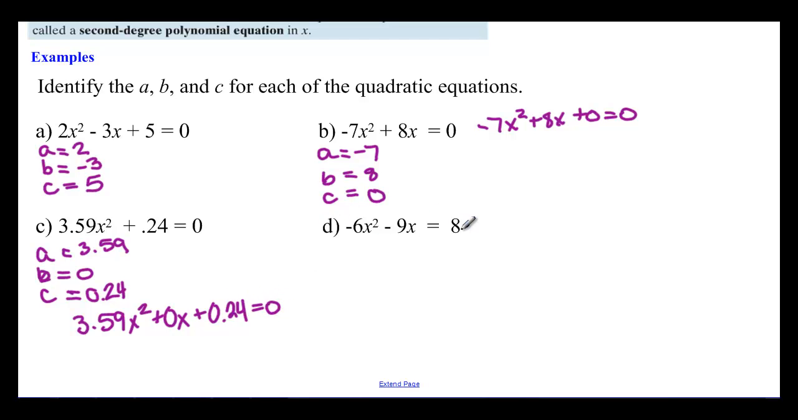And then for d, d is a little bit tricky because it's not in general form. We have to move this 8 over by subtracting 8 from both sides. So that's going to give us a -6x squared minus 9x minus 8 equals 0. And then whenever we're finding our a, b, and c, we're going to hit -6, -9, and -8.